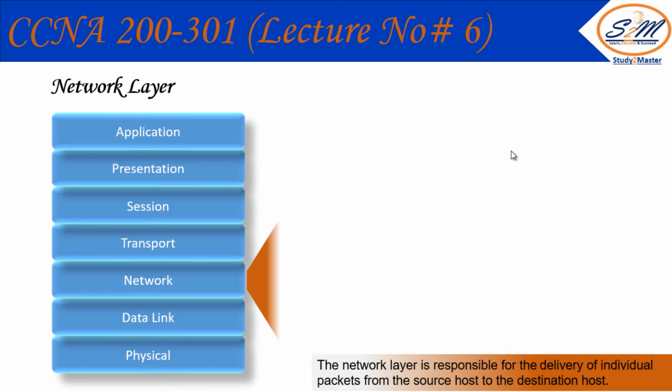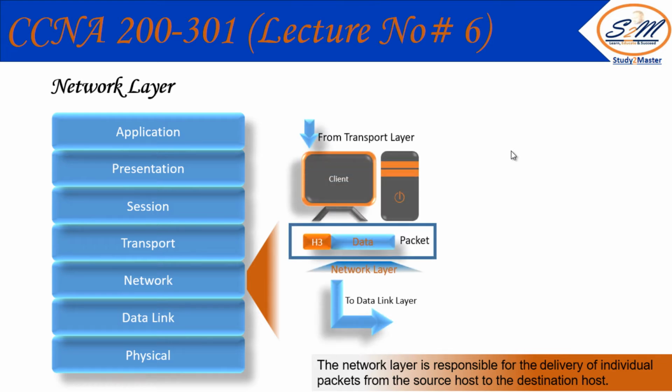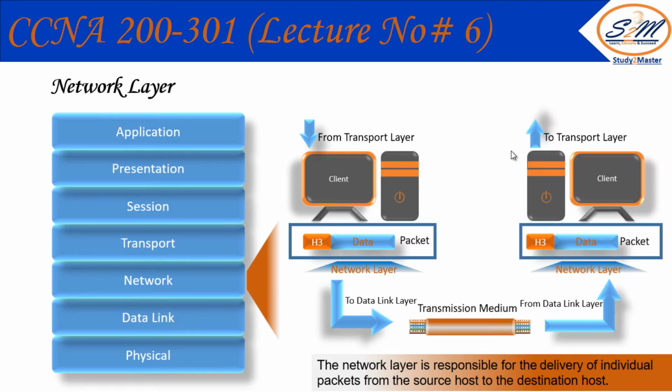The network layer's responsibility is the delivery of individual packets from the source host to the destination host. It provides connectivity between end hosts on different networks. That is the job of the layer 3 address. It provides a logical address, IPv4 or IPv6, and provides path selection between source and destination. Layer 3 devices include routers and switches.